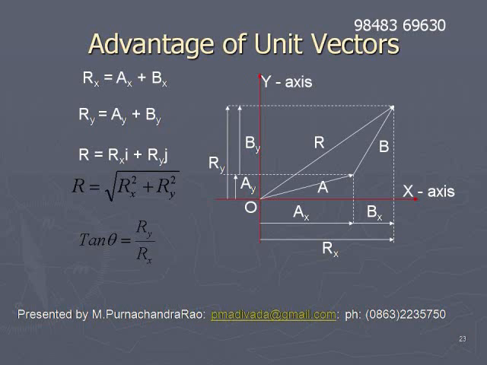Therefore, r is equal to the square root of rx square plus ry square. And the angle made by r with the x-axis is given by theta, and tan theta is equal to ry by rx. Tan theta is equal to ry by rx gives the angle made by r bar with the x-axis. Like this, by using the components, we can find the resultant of any number of vectors.